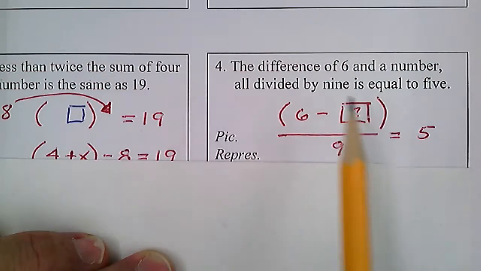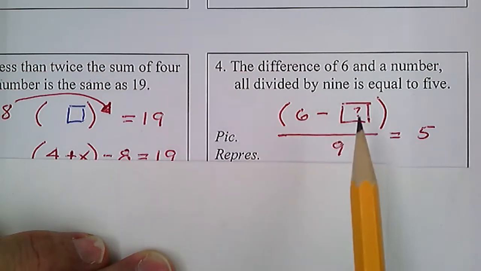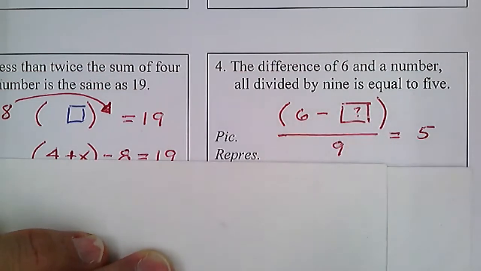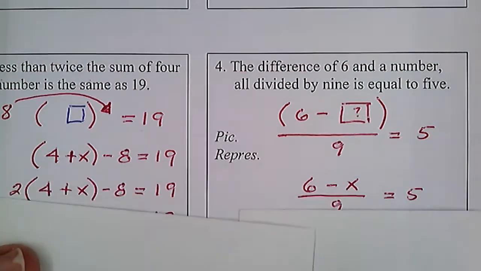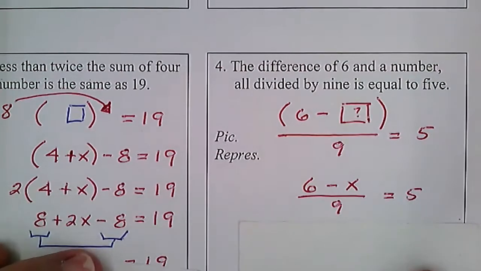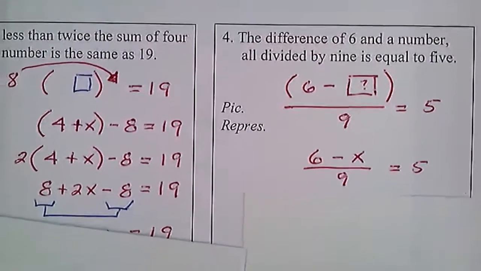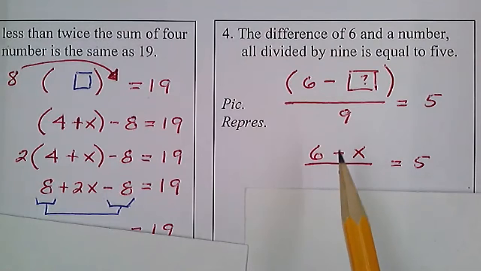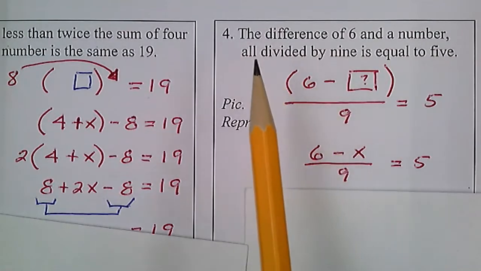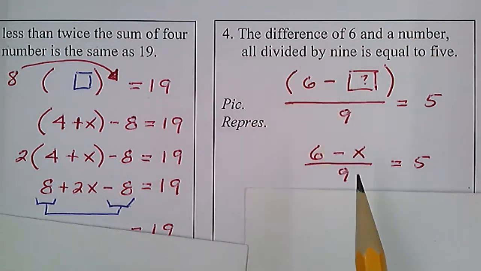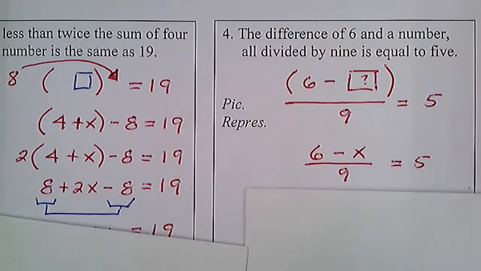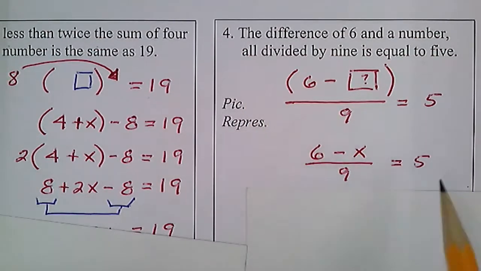Okay, so now if I'm going to translate this into algebra, I just want to replace that with a variable. So it's going to look like this. 6 minus x divided by 9 is equal to 5. So 6 minus x divided by 9, right? It says all divided by 9, divided by 9. Okay, so now we're just going to solve this, right?